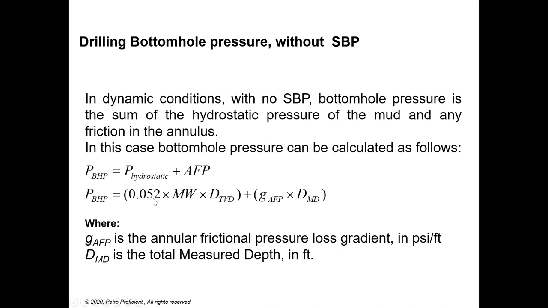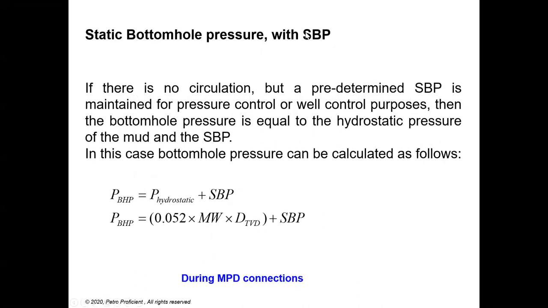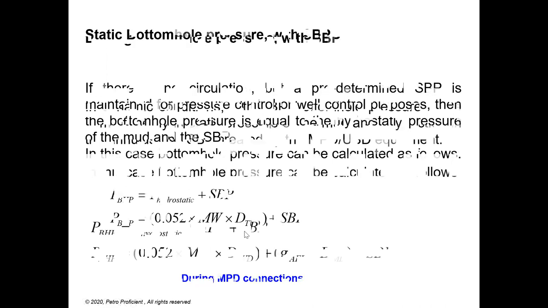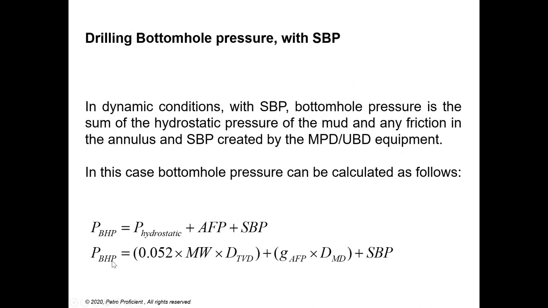So in this scenario, which we already discussed, when you don't have surface back pressure, you're pretty much like conventional drilling, but you need to keep in mind that your MPD system will also apply some back pressure. So you may have to keep that in your calculations. And with surface back pressure, your hydrostatic pressure and your surface back pressure get added together. You're not circulating, there is no annular friction pressure loss, but you have your hydrostatic pressure and your surface back pressure. And in dynamic conditions, you have all three components that we just discussed.